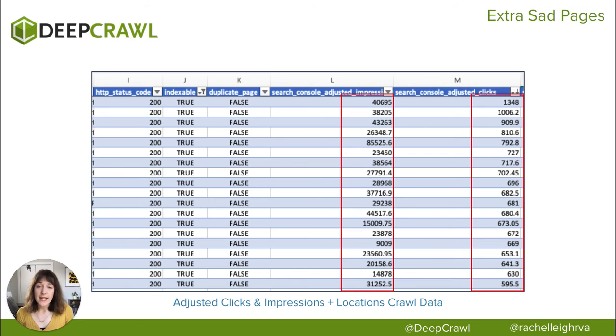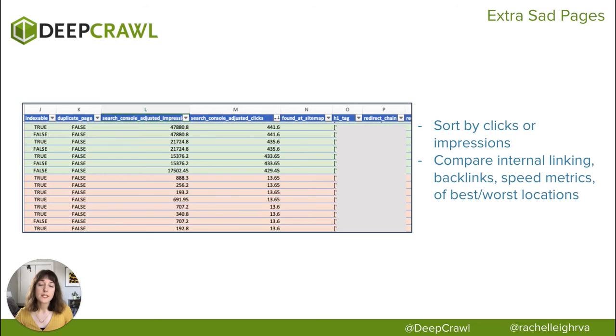The final thing that I did with adjusted clicks and impressions is pull it back into my original export from my crawl. And then I sorted it by clicks, highest to lowest. And then I took the top 10% and the bottom 10%. And then I compared metrics across them to look for additional issues. So what I did is I color coded them green and red, and then I just looked through each column to see what the differences were.